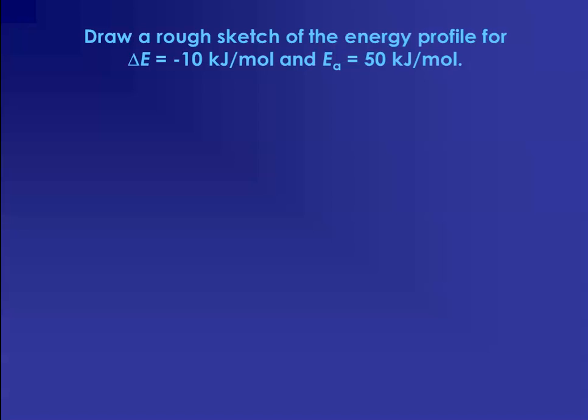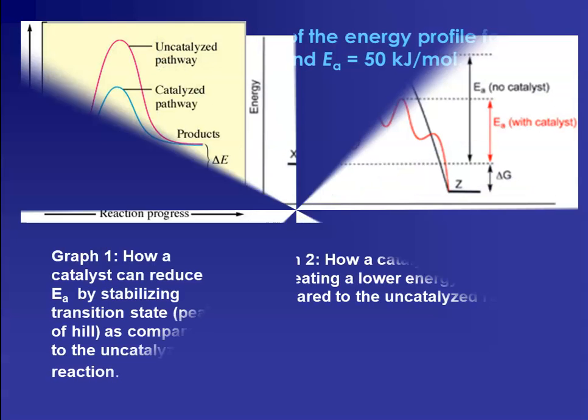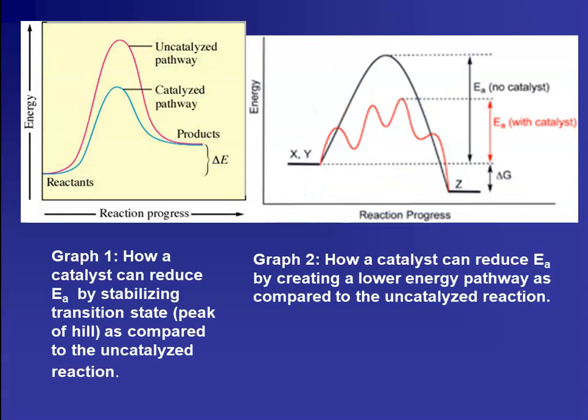And so here I have you drawing a rough sketch of what an energy diagram would look like for an energy change in the reaction of negative 10 kilojoules per mole. Delta E is like delta H, so because it's negative, that's the exothermic change. And Ea is 50 kilojoules per mole. So if I go back to those graphs that I just showed you, you'll see delta E is on the graph on the left. Delta G is representing delta E over there on the right.